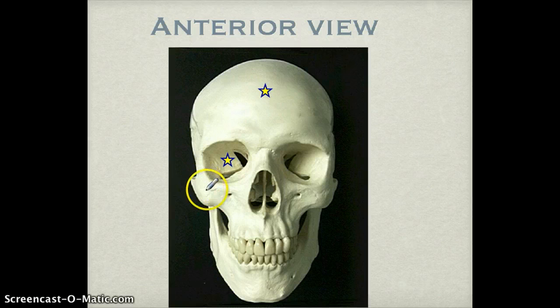Right here, this bone that forms your cheekbone is called the zygomatic bone. Then you have the maxilla, which is this bone right here. You'll notice that there are two little holes on either side of the nasal area. Those are called the infraorbital foramen. That's where important nerves pass through to innervate the face.